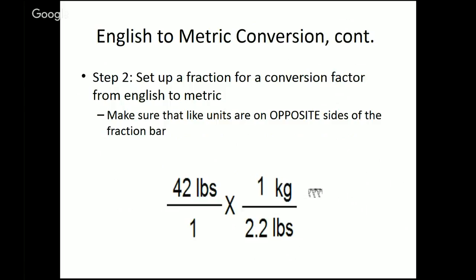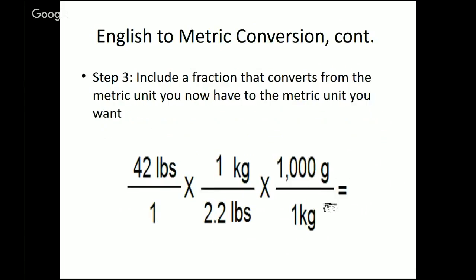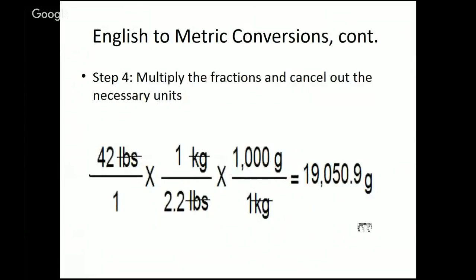Now I need to get from kilograms to grams, and that part's pretty easy. I'm going to add this third fraction here. In this fraction, I'm going to have kilograms in the denominator because it was in the numerator of the previous fraction. And I know that there are 1,000 grams in a kilogram, and grams is the unit that I want. So I say 1,000 grams over 1 kilogram. Now all I have to do, as before, is multiply the top, multiply the bottom, divide the top by the bottom, and that will give me my answer.